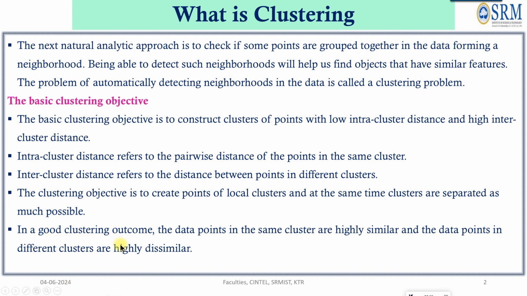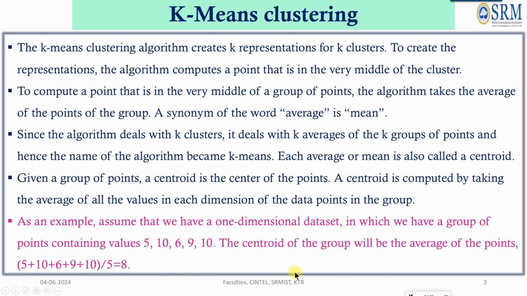In a good clustering outcome, the data points in the same cluster are highly similar and the data points in different clusters are highly dissimilar. To find the similarity measure, we can adopt one of the important approaches called the K-means clustering algorithm. This algorithm creates K representations of K clusters. Based on the K value, we can form groups of data points.